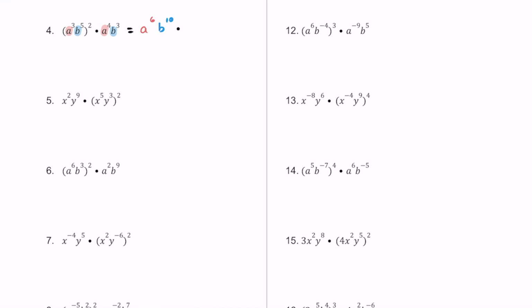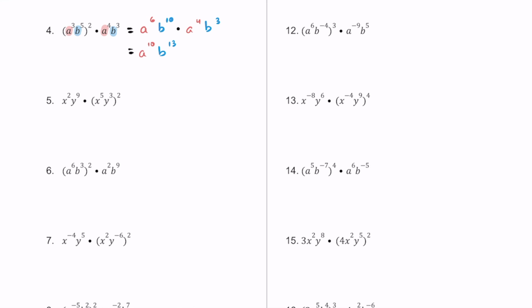And then we're going to multiply this by the a to the 4th power that we didn't do anything with, and multiply that by b to the 3rd power, which we haven't done anything with either. Okay, so next what we're going to do here is multiply this a to the 6th power times a to the 4th power. We can go ahead and add those exponents. 6 plus 4 is going to be 10, so we have a to the 10th power. And then we can multiply b to the 10th power times b to the 3rd power. 10 plus 3 is going to be 13, so it's going to be times b to the 13th power.